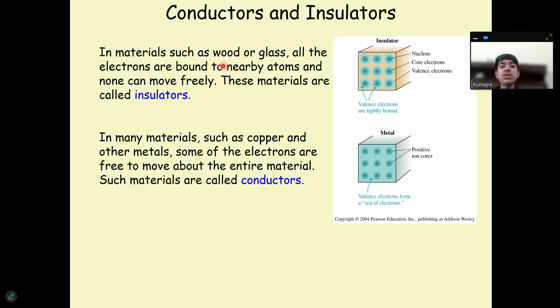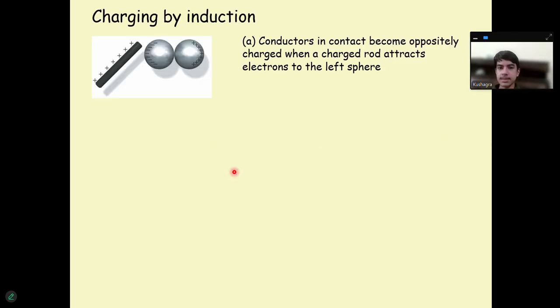In materials such as wood or glass, all the electrons are bound to nearby atoms and none can move freely. These materials are called insulators. In many materials, such as copper and other metals, some of the electrons are free to move about the entire material. Such materials are called conductors.